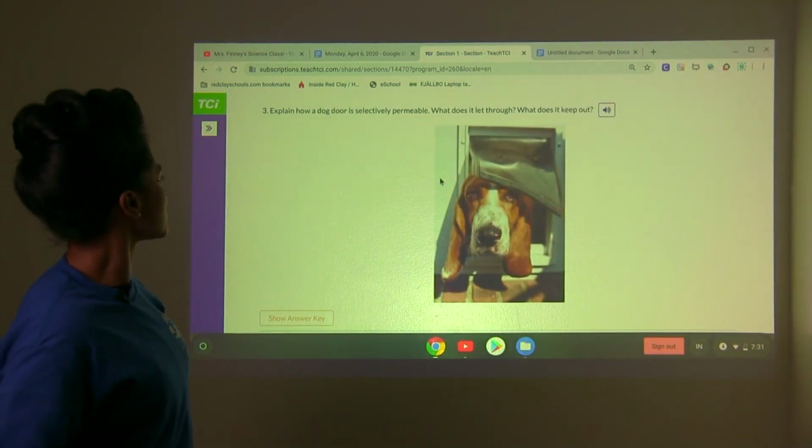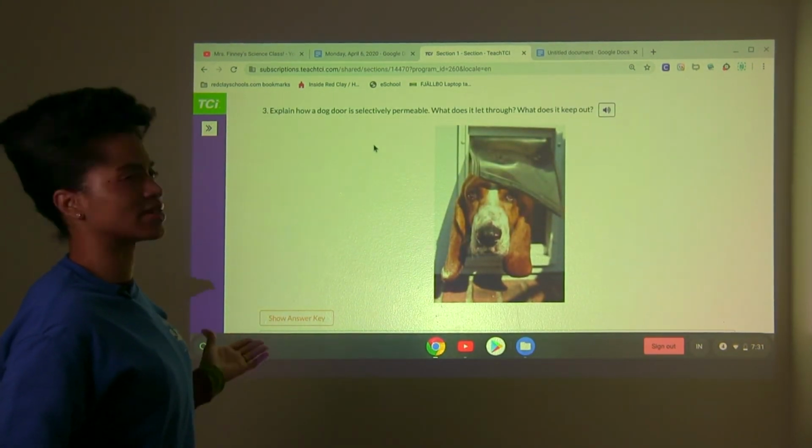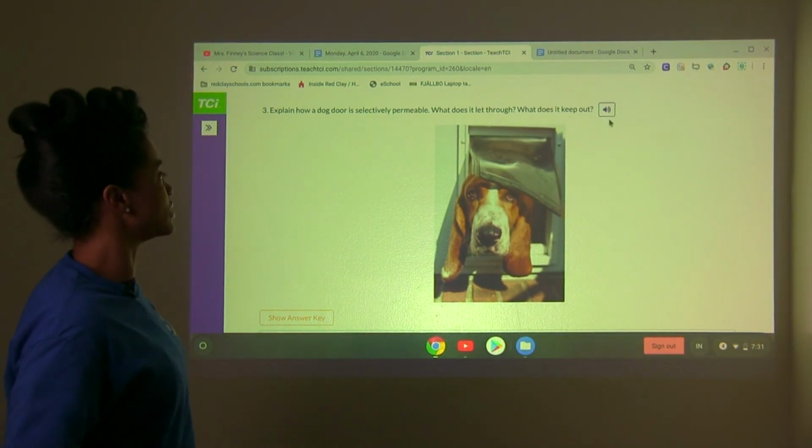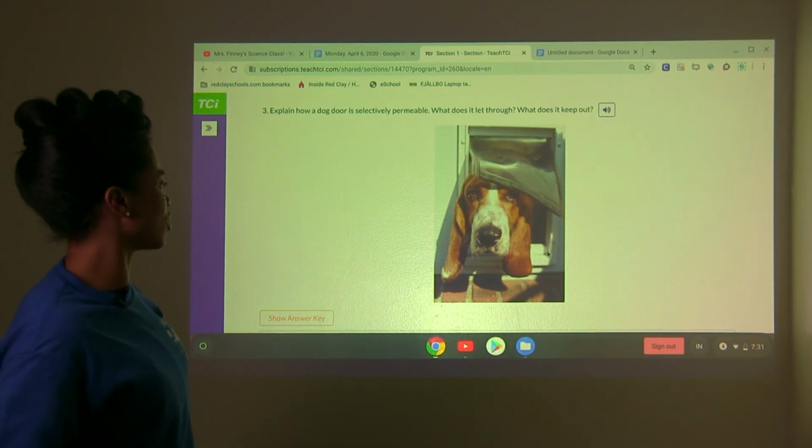And last piece, explain how a dog door is selectively permeable. Okay, what does it let through? What does it keep out? Look at the little dog. Oh, such a cute one.